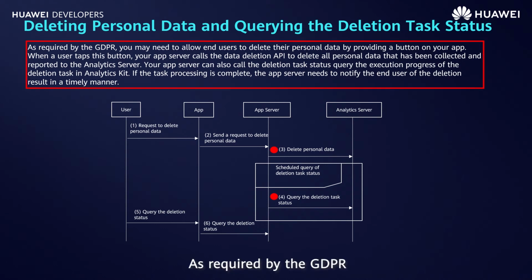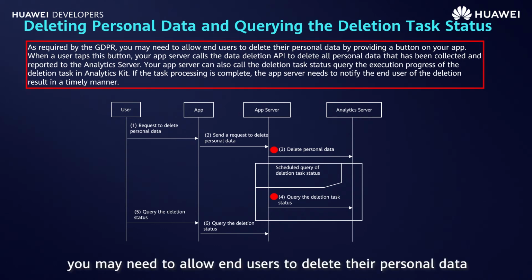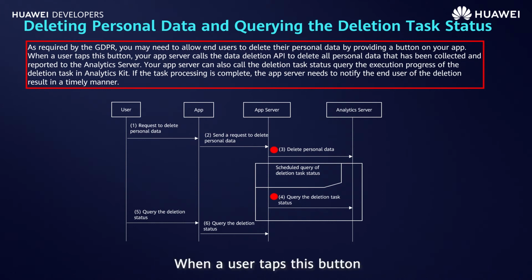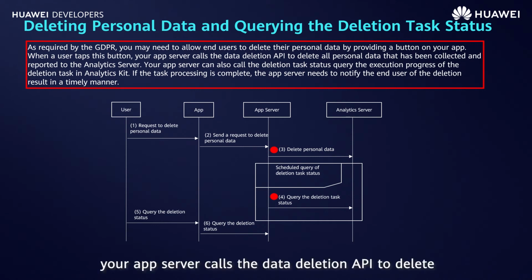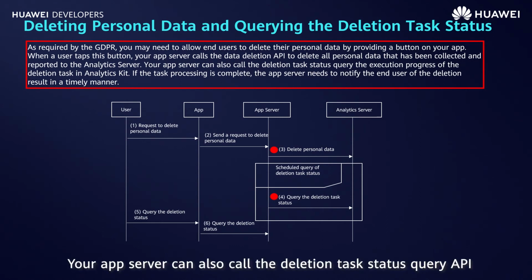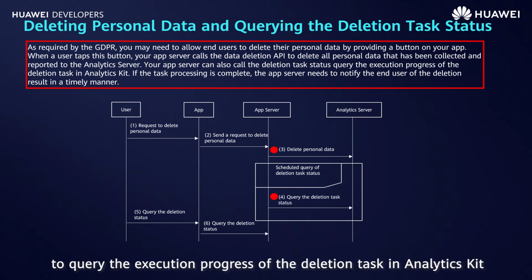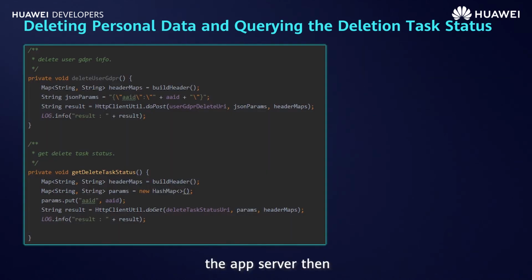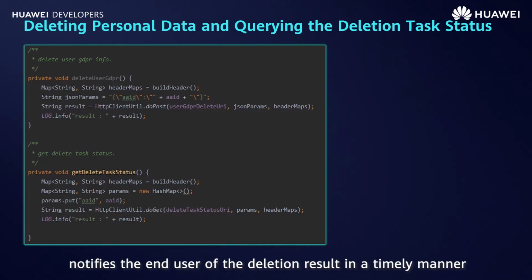As required by the GDPR, you may need to allow end users to delete their personal data by providing a button on your app. When a user taps this button, your app server calls the data deletion API to delete all personal data that has been collected and reported to Analytics Kit server. Your app server can also call the deletion task status query API to query the execution progress of the deletion task in Analytics Kit. If the task is complete, the app server then notifies the end users of the deletion result in a timely manner.